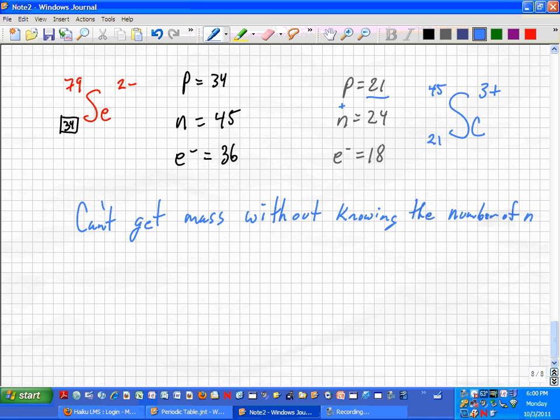You can't look up the mass number. It's not on the periodic table. You can't look up the number of neutrons. It's not on the periodic table. You have to be given that piece of information. Conversely, you can't get the number of neutrons without the mass number. Again, you can't look any of that up. It's something that has to be given to you.